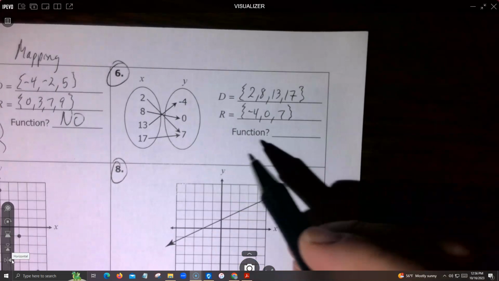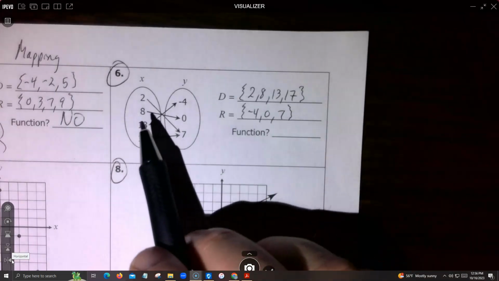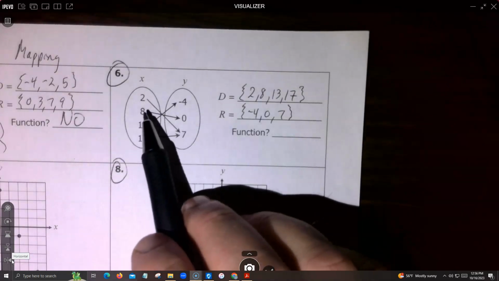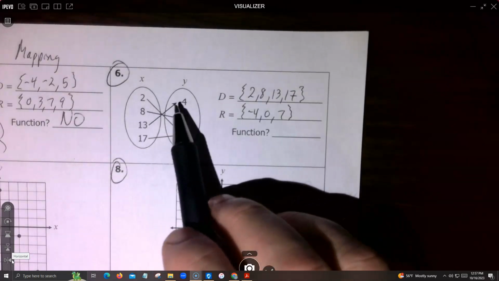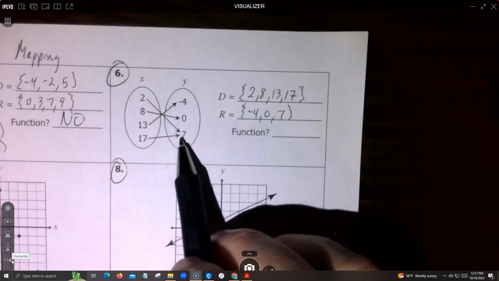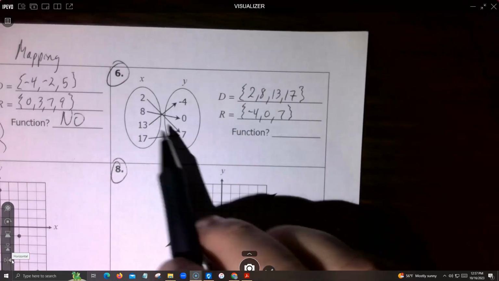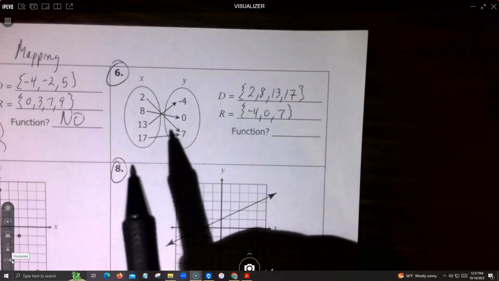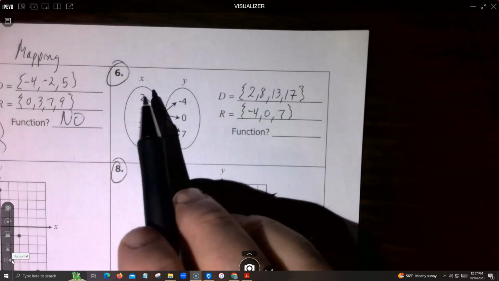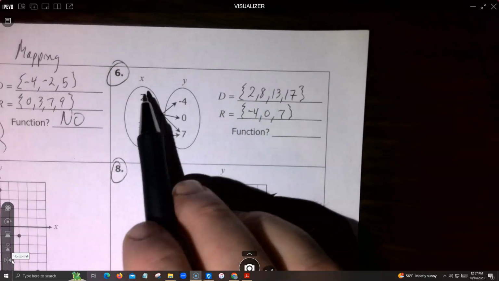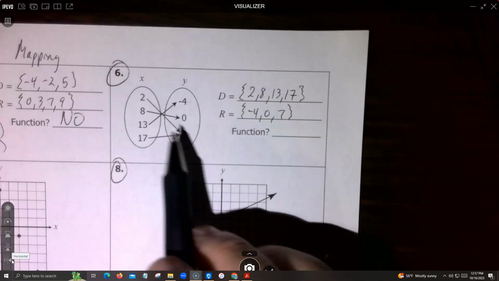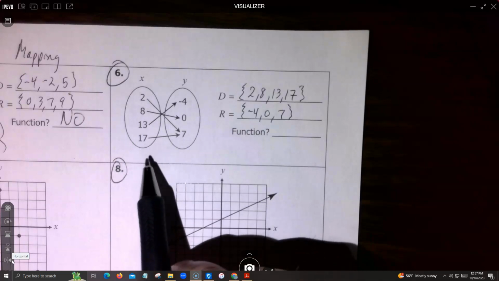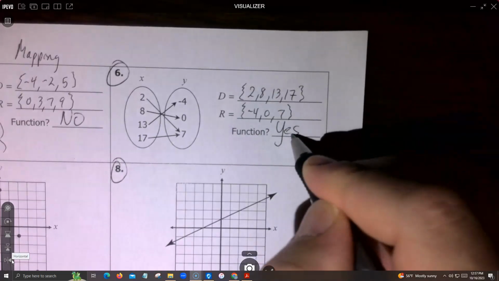All right, so now when I look at this, I just look to see if anything's been sent twice. I can tell 2's been sent to 7, 8's been sent to 0, 13's been sent to -4, and 17's been sent to 7. Now, notice 2 and 17 are both being sent to 7, but that doesn't matter. That's not part of the definition. The part of the definition is that as long as each one of these values of the domain, or the x's, is only being sent to one y, you're okay. Every one of these only has one arrow coming from it, so this would be considered a function.